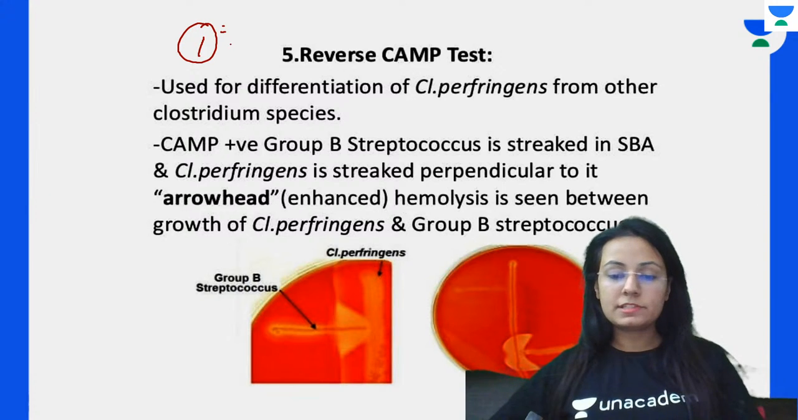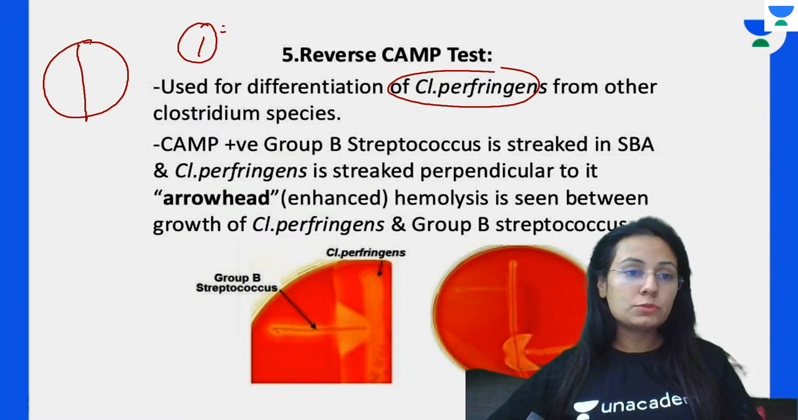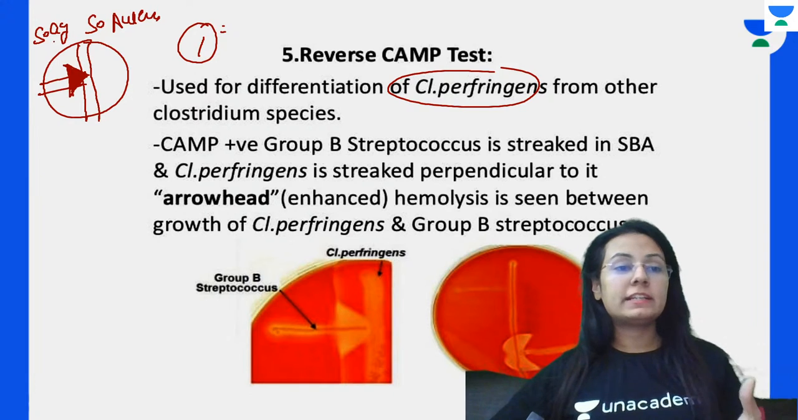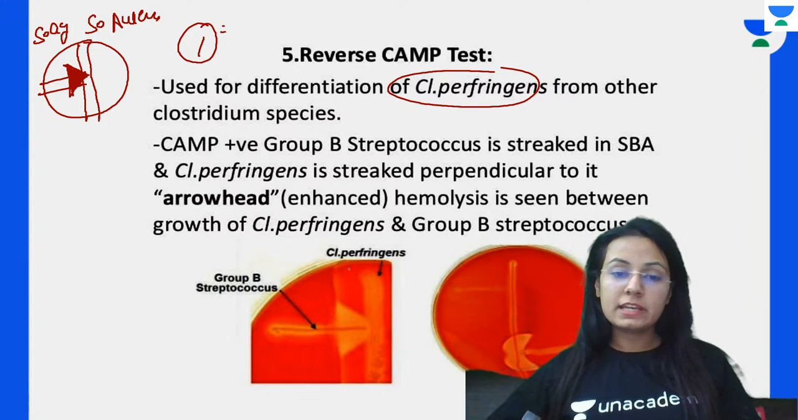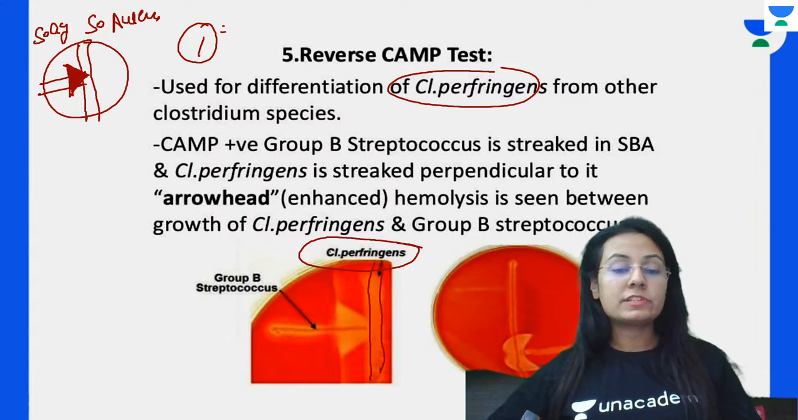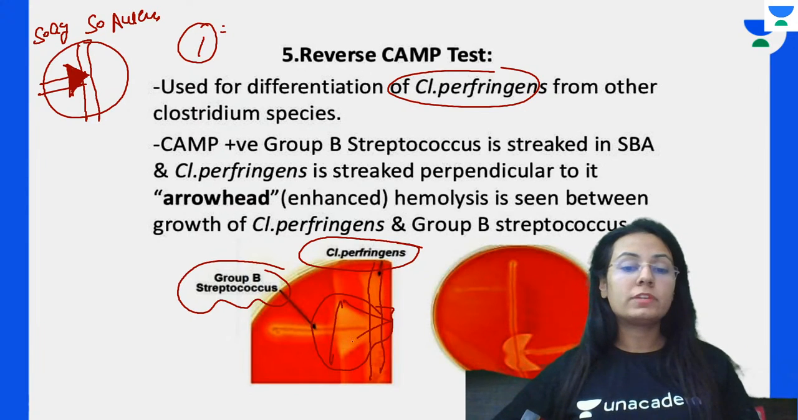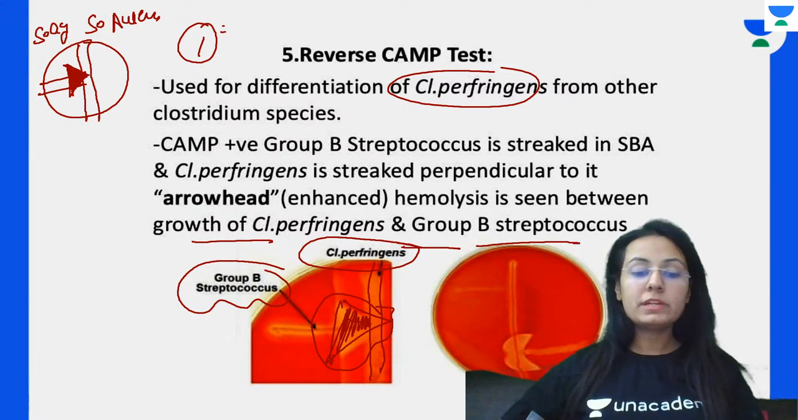Now, when we talk about the reverse CAMP test, it is used for differentiating Clostridium perfringens from other Clostridium species. If you remember the CAMP test, we used a longitudinal streak of Staphylococcus aureus and a perpendicular streak of Streptococcus agalactiae, and we saw the arrow-shaped hemolysis, that is an increased zone of hemolysis, because at the point of meeting they synergistically increase the hemolysis. Similarly, in this case, we are using a longitudinal streak of Clostridium perfringens and a perpendicular streak of Streptococcus agalactiae. Here also we see an increased zone of hemolysis in the shape of an arrowhead, between the growth of Clostridium perfringens and group B Streptococcus.